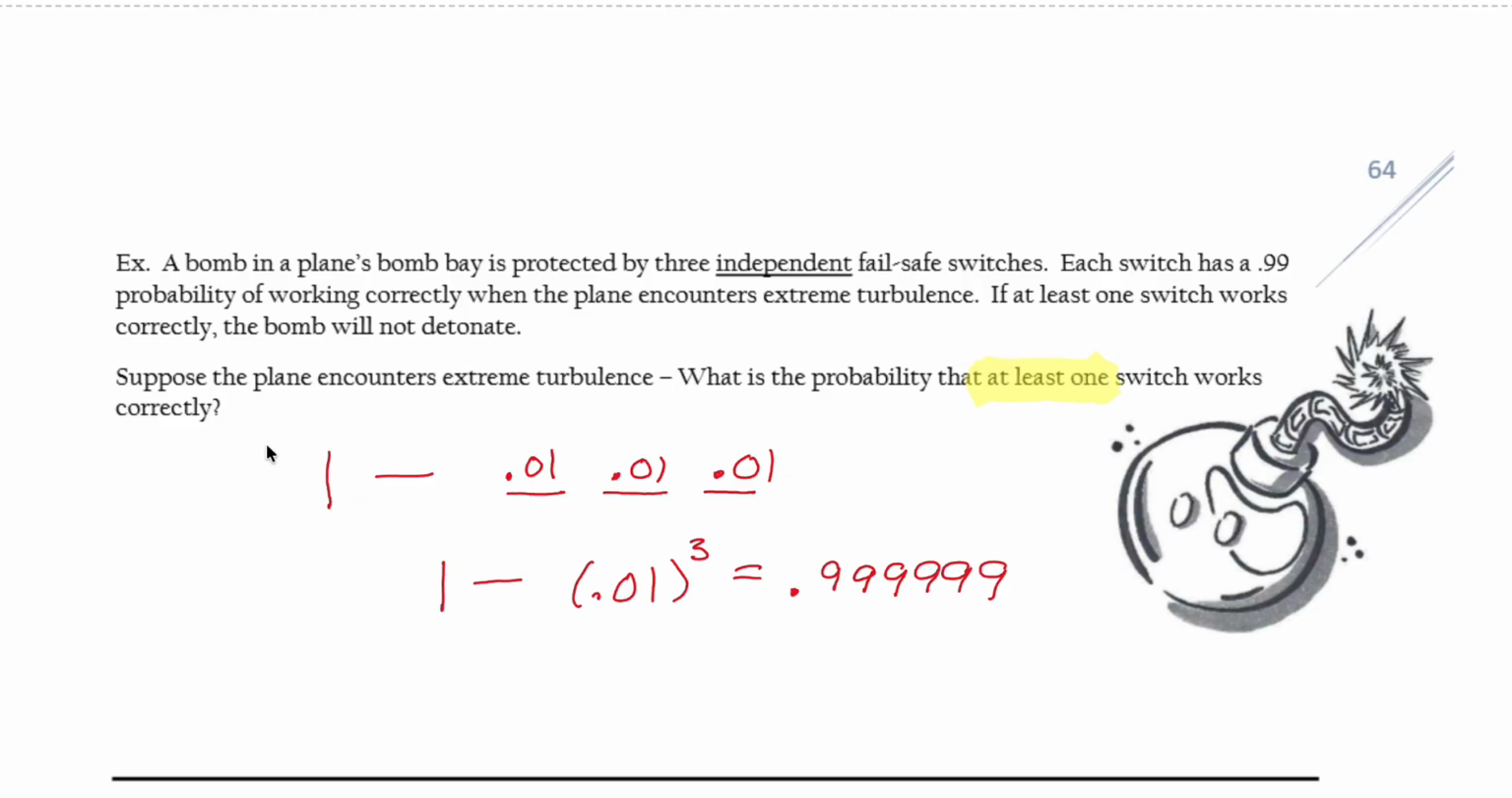switches, and each switch has 0.99 probability of working correctly, and we want to know if at least one switch works correctly. Therefore, we can first calculate the probability that no switch is working correctly, and that will be 0.01 for each. Since we have 3 switches, we multiply it by itself 3 times, which is raised to the 3rd power. This is the probability that no switch is working. We use 1 minus this probability, and it will give you the probability that at least one switch works correctly.